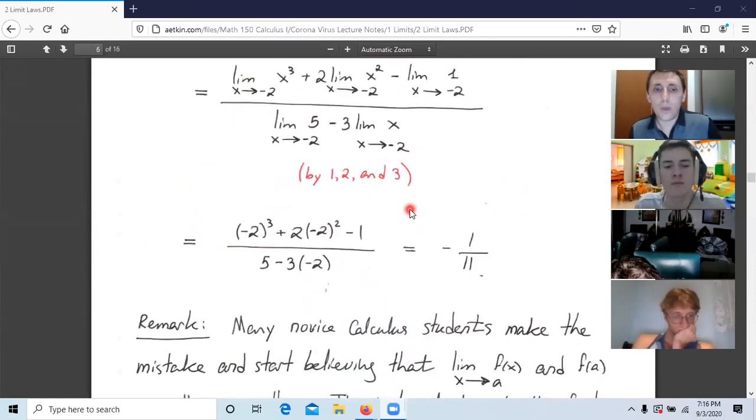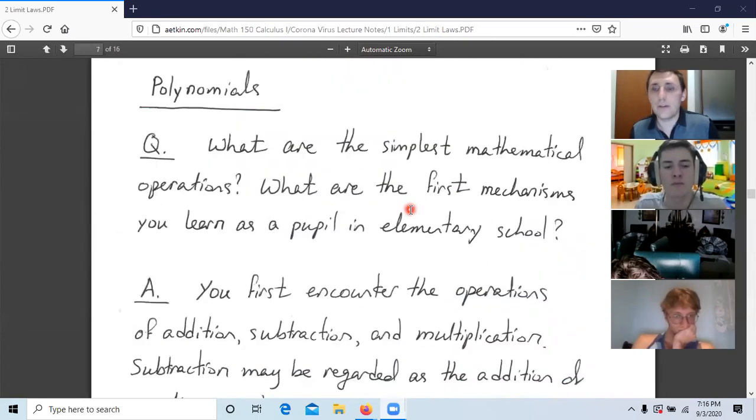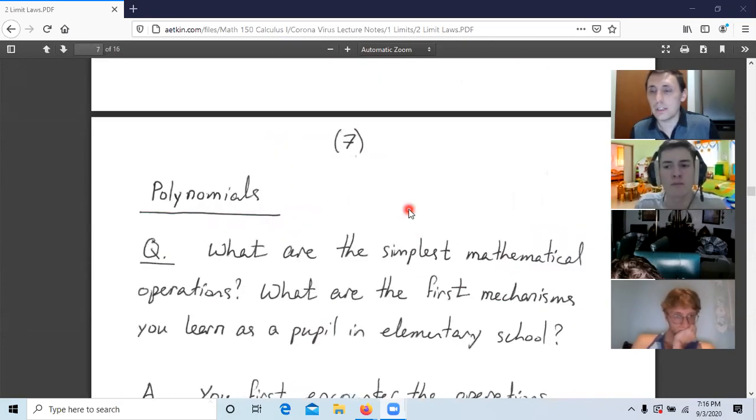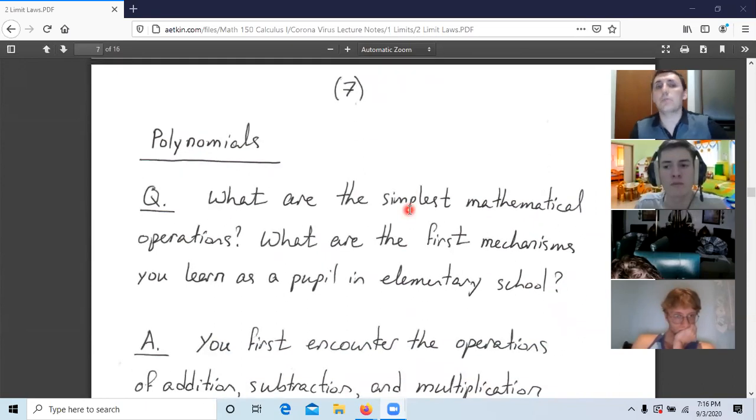So what are the simplest operations that you have ever encountered in your life? In elementary school, I imagine they were first addition and multiplication. Addition, subtraction, and multiplication, okay? And then you start learning division, and eventually you learn about roots, and then you expand to other things. The operations become less and less familiar, correct? But in school, the first thing you learn to do is add.